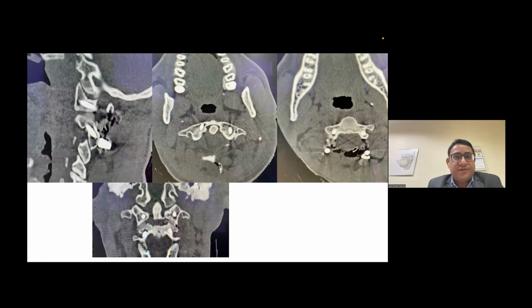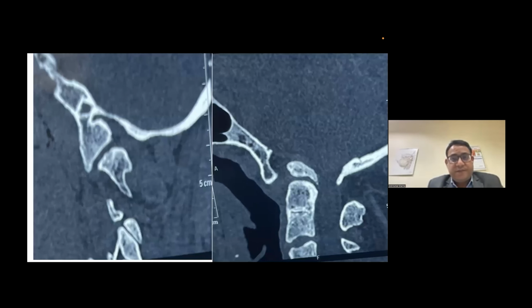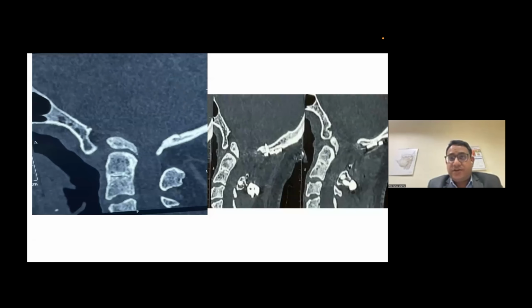This is another case where we can see this C1 and C2 fixation was done after dissecting the vertebral artery. One other interesting case where we can see significant compression with the odontoid, and these are postoperative images where the compression has come down and AD has come down significantly.